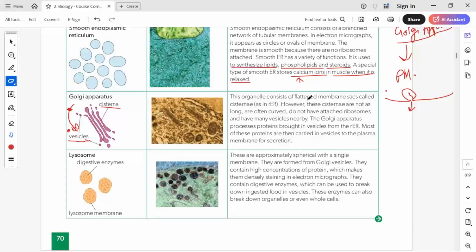The organelle consists of flattened membrane sacs like the cisternae in rough endoplasmic reticulum. However, these cisternae are not as long, are often curved, do not have attached ribosomes and have many vesicles nearby. So the Golgi apparatus processes these proteins which are sent from the rough endoplasmic reticulum, brought in vesicles. Most of the proteins are then carried in vesicles to the plasma membrane for secretion.